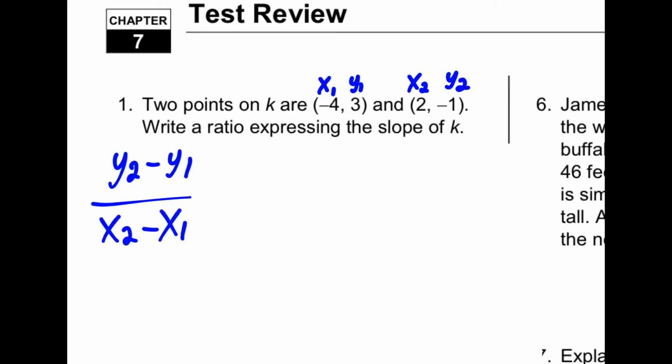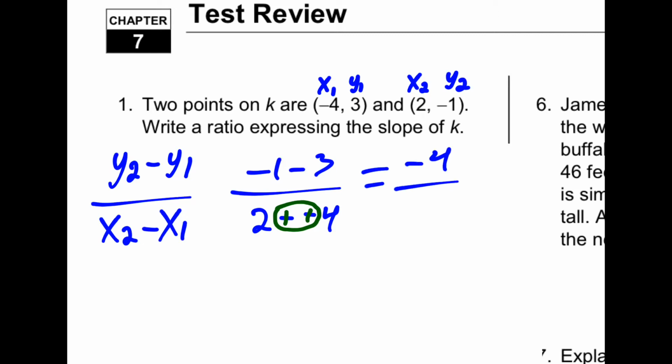So the slope formula is y2 minus y1 over x2 minus x1, or the change in y over the change in x. If we look at the two different y coordinates, we can subtract them, -1 minus 3, and on the bottom we would put 2 minus a -4. And this is where most people make a mistake. When you subtract a negative, that becomes like addition. So -4 goes on top, and 6 goes on bottom. If we simplify, we get -2/3.